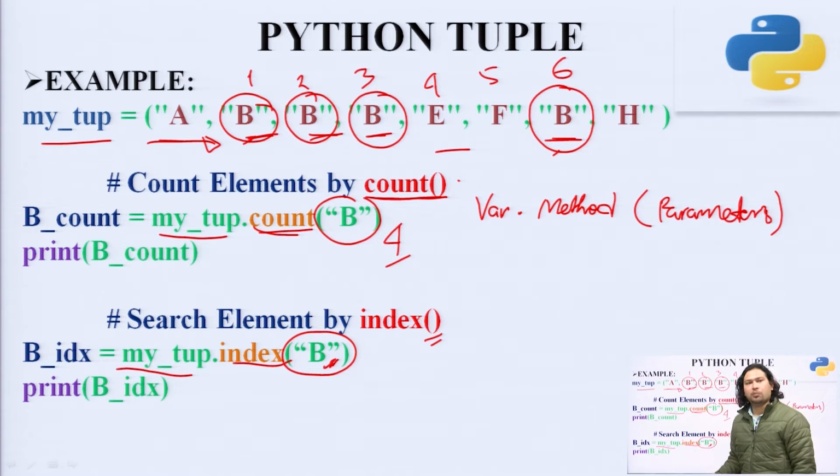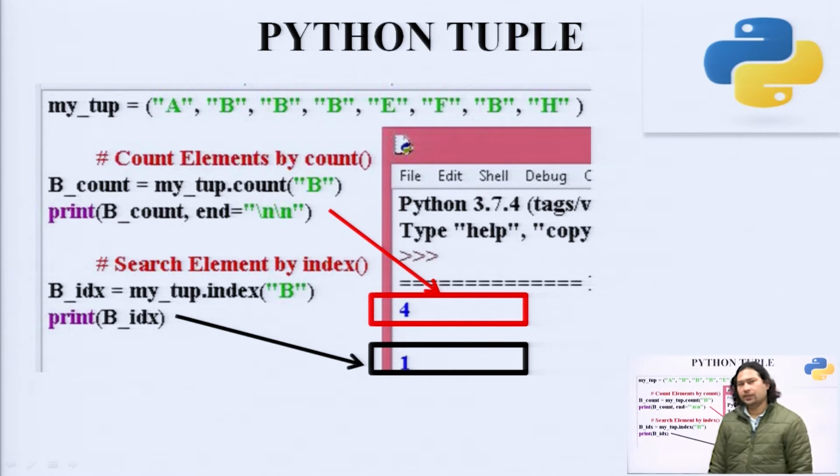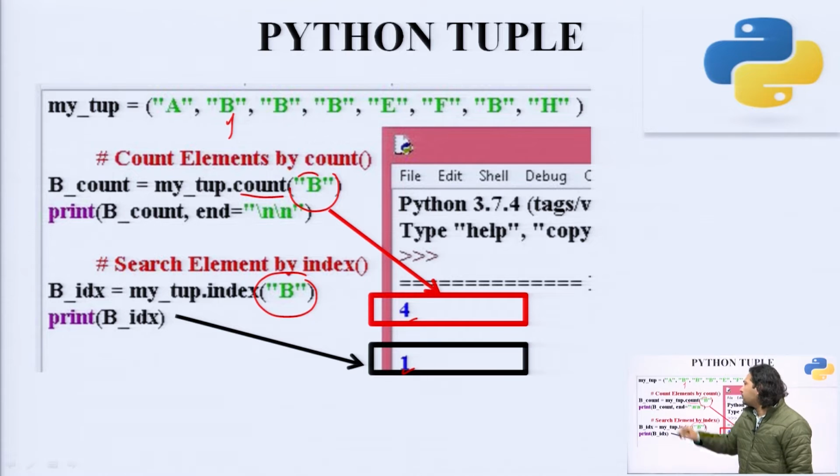So, the answer is 1, because once something is matched it will just return its result, because it has already found B, but it does not mean that it is going to search for the rest of the 3. No, this operation works on a first come first served basis. That means the index will give you only the index number which is encountered first. So, here the first B represents the index number 1. Now, here you can see that the output is 4 and 1. The 4 is the count for B, and the 1 is the index number for the first B.